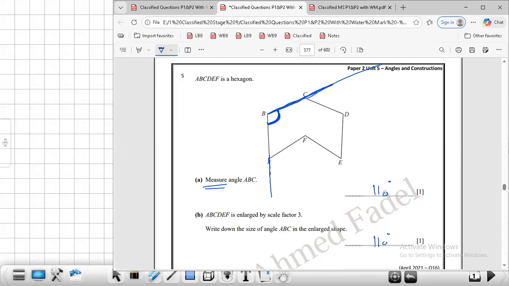Again, if an angle is a specific measurement, let's say 110 degrees, and this shape gets enlarged, even to double, triple, four times bigger, the sizes of the angles remain the same. Enlargement doesn't change angles. This is the conclusion. It was 110, but after the enlargement, still 110.